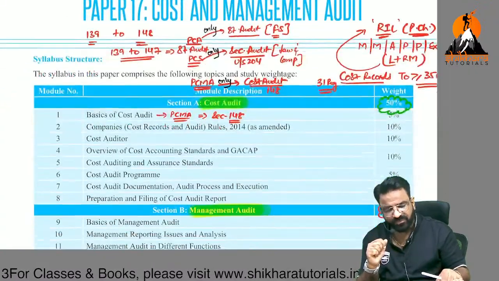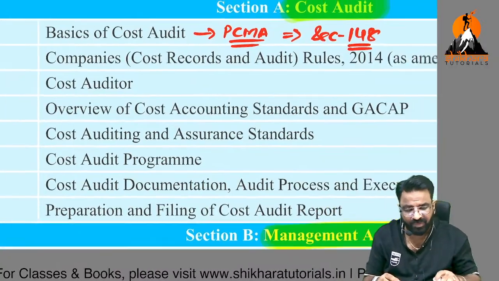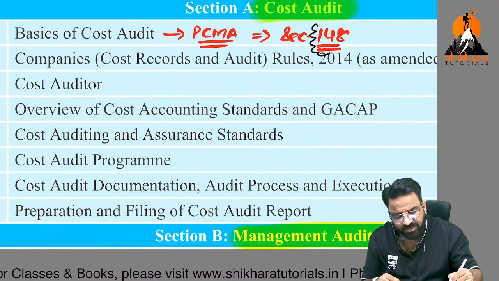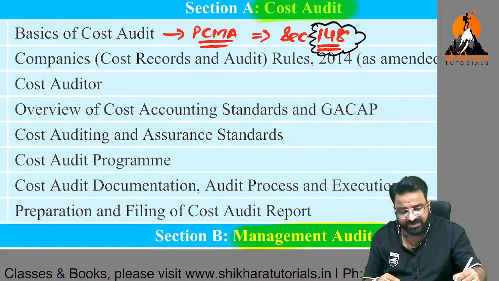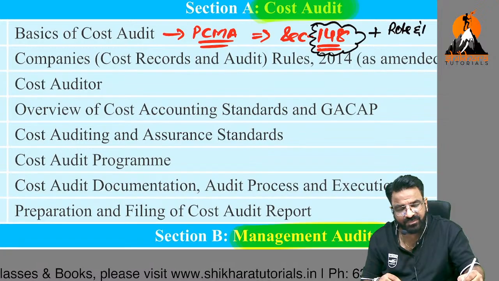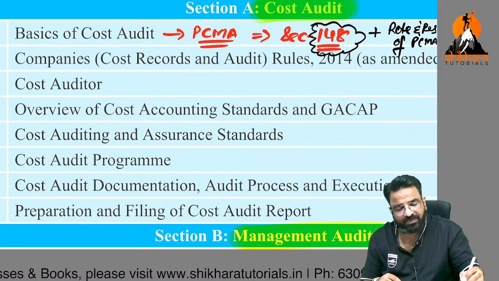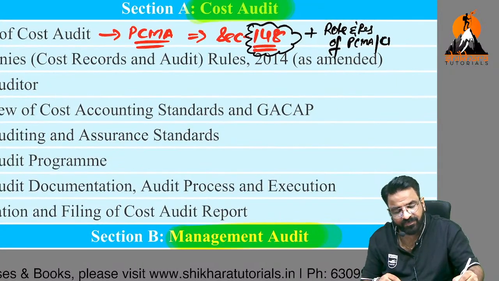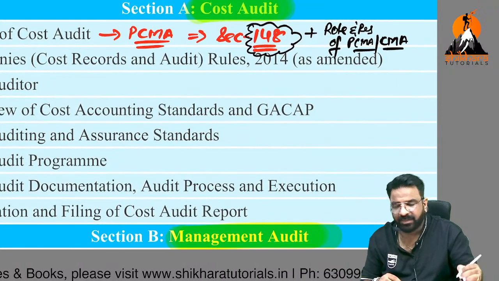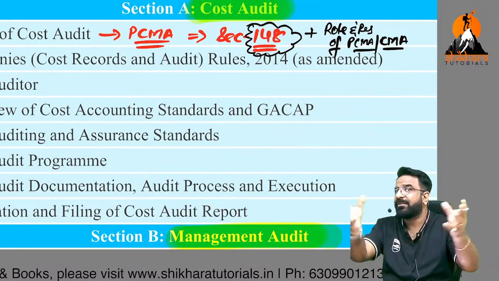So I hope you understood what the first chapter is that we are going to learn. Basics of which audit? Cost audit. Where we'll understand everything about section number 148. Plus in this we'll understand the new roles and responsibilities of a practicing CMA and a CMA. What is the difference between both of them? One is holding a COP and one is not holding a COP.